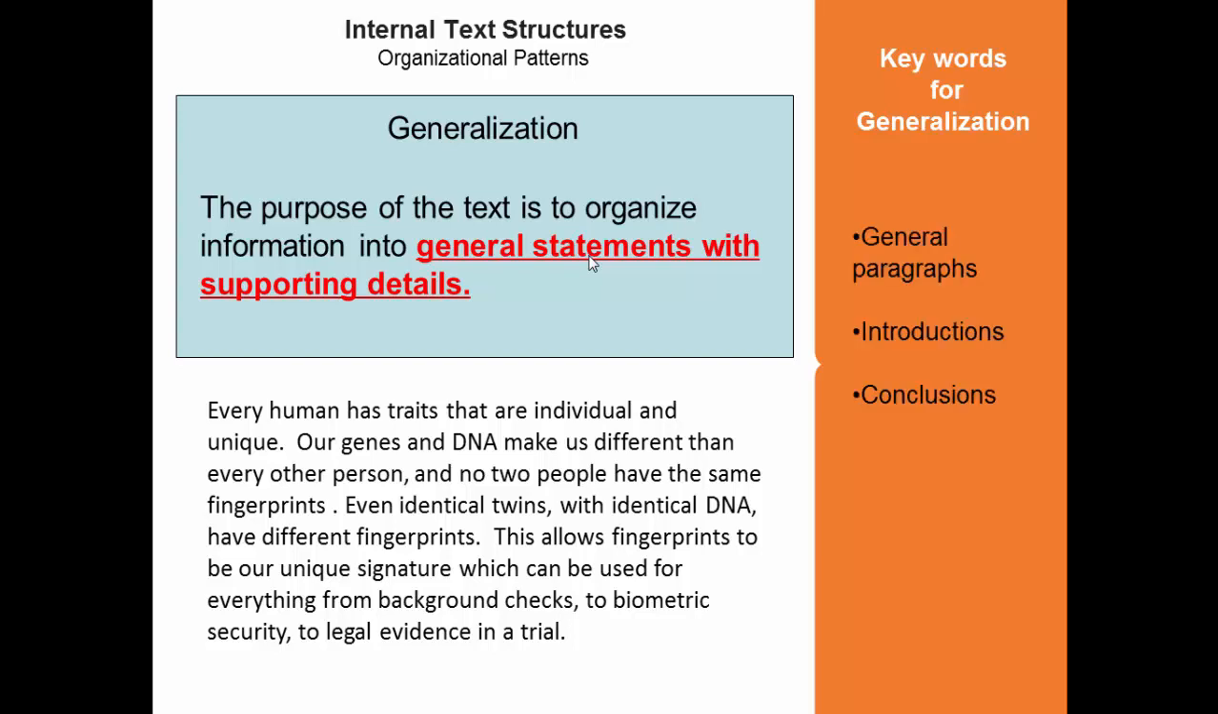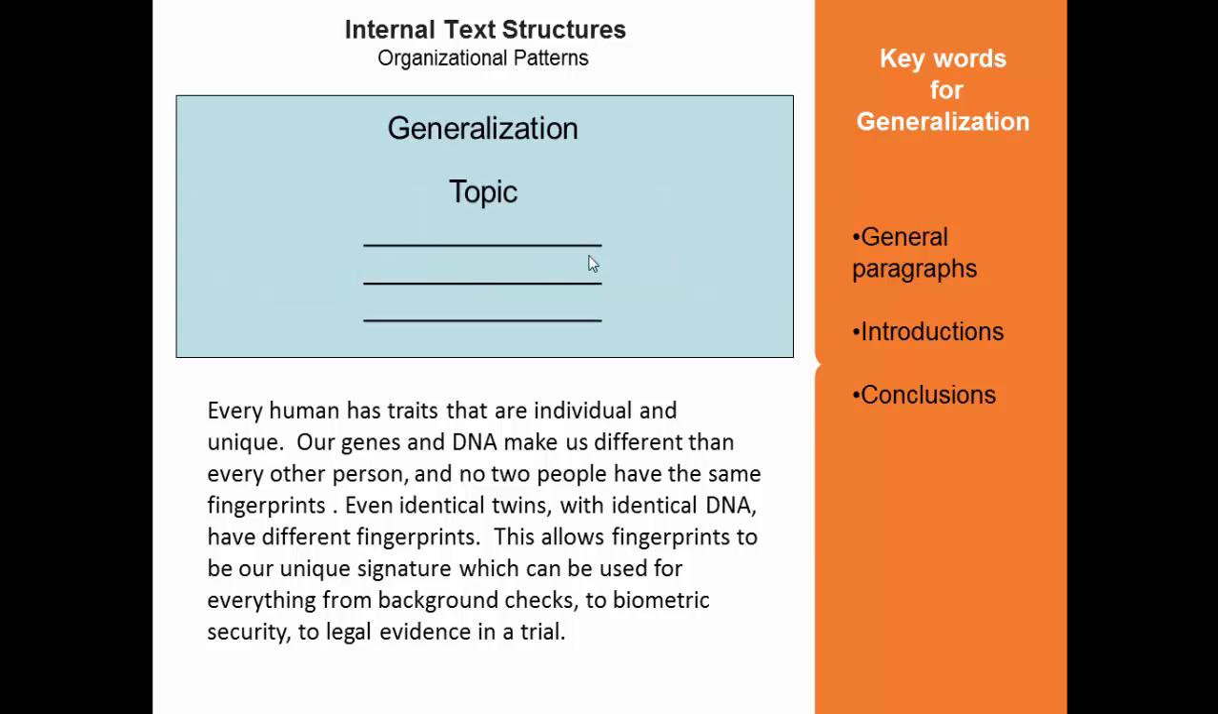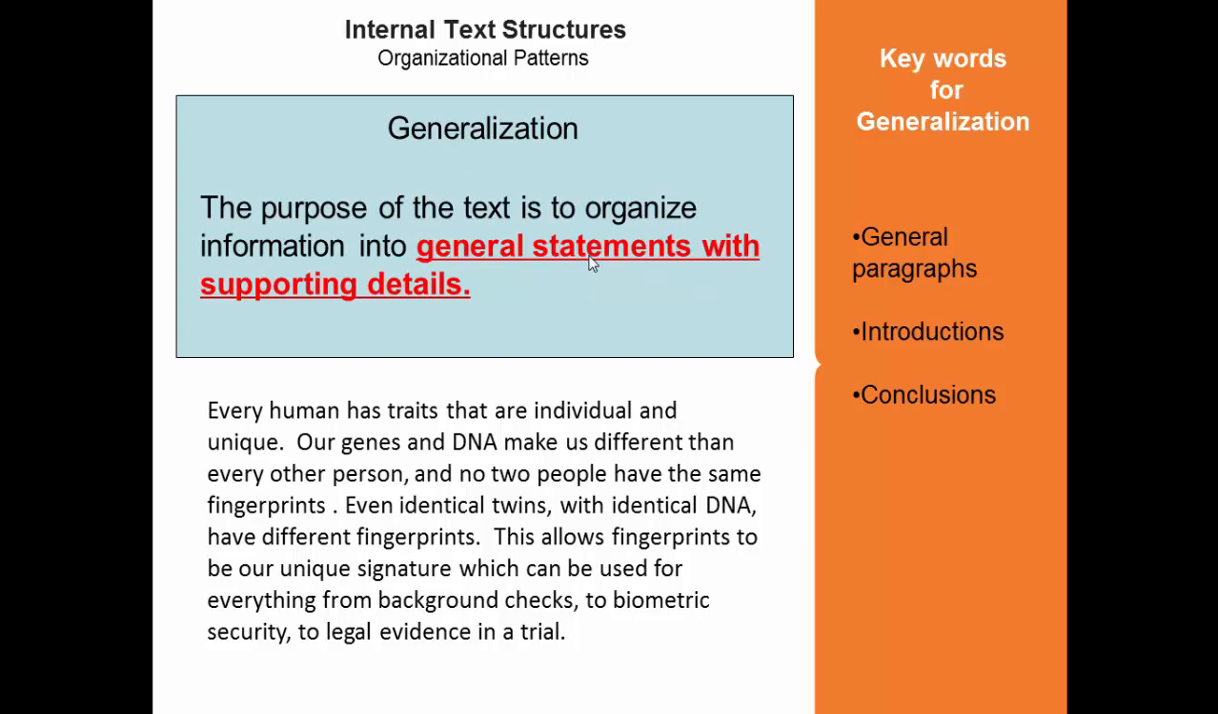So generalizations are kind of what's called general paragraphs. They're not structured in a real structured way. There's a topic, and our topic here is fingerprints. And then there's just a little bit of detail and information about it. These are usually introduction paragraphs or conclusion paragraphs. They give very general information about a topic. They're also probably the hardest to recognize.